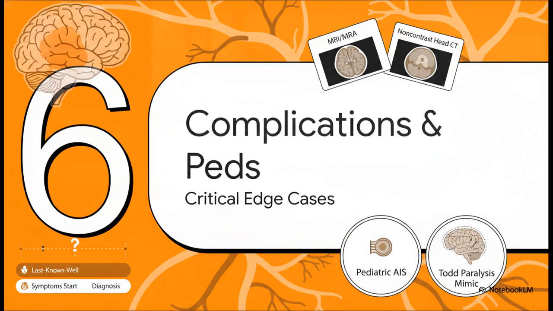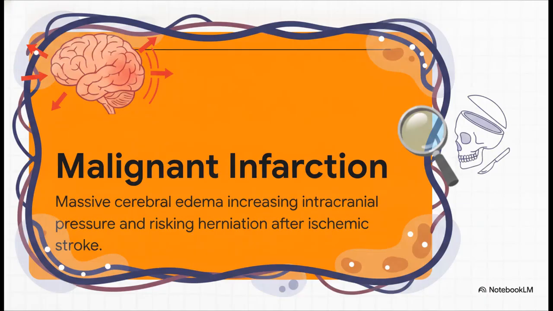Finally, part 6, complications and pediatric stroke. Let's talk about severe post-stroke deterioration. Malignant hemispheric infarction happens when a massive ischemic stroke, usually MCA or ICA, causes profound cerebral edema. This edema spikes the intracranial pressure and can lead to herniation within days. It's serious. It often requires an emergent non-contrast CT followed by a decompressive hemicraniectomy to relieve the pressure.